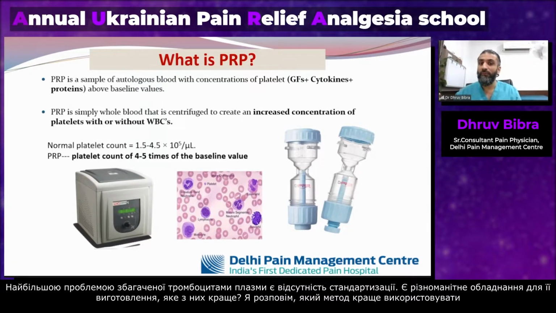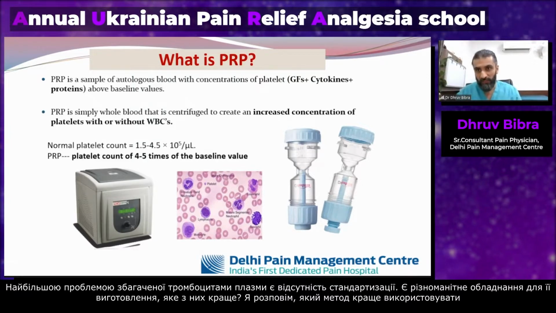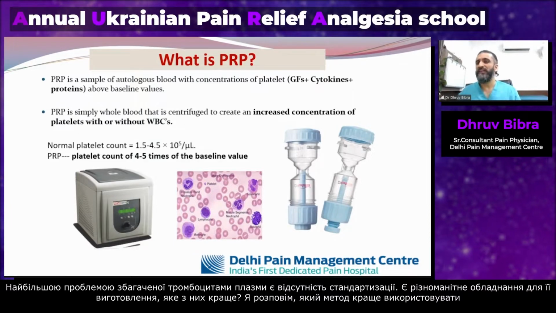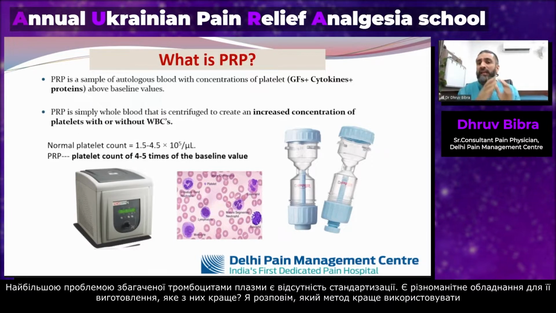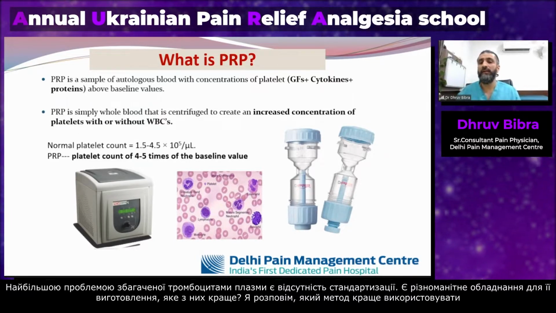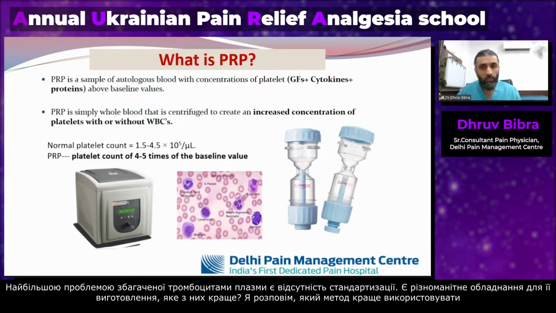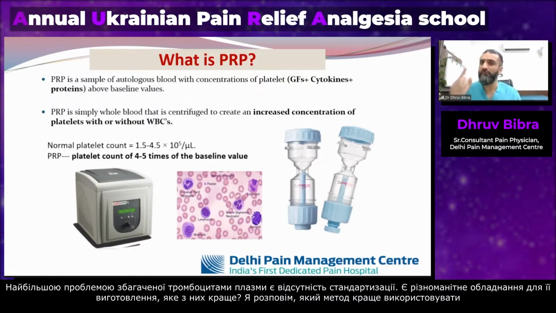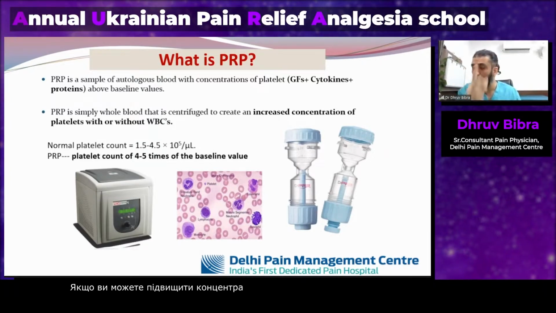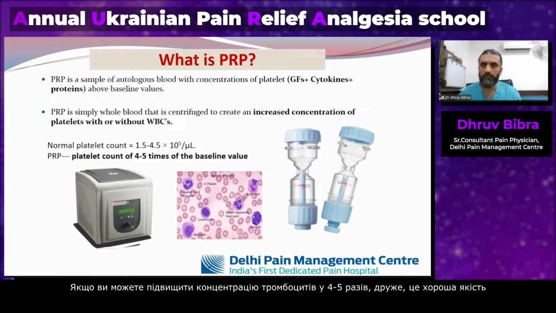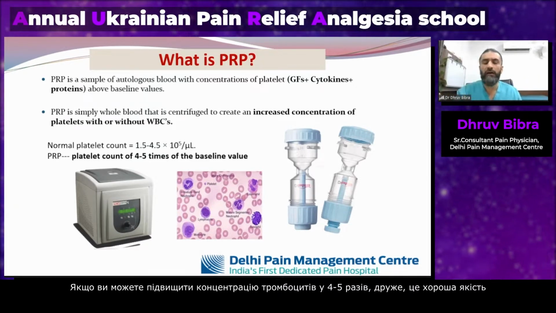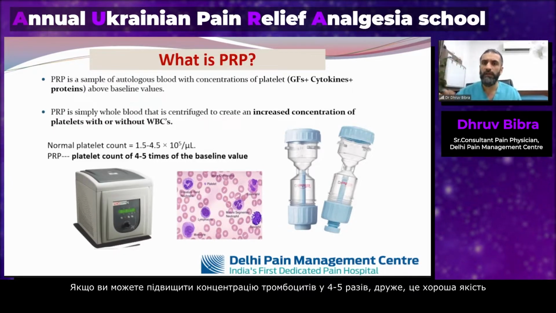Now, the biggest problem with PRP is that there is no standardization. There are n number of kits, there are n number of machines which are doing it. Which is better, which is best, I don't want to get into that debate, but what I can tell you with surety is that whatever method you are using, if you are able to increase the concentration of platelets by 4 to 5 times, my friend, you have a good quality, decent quality PRP, and you can go ahead and do it.